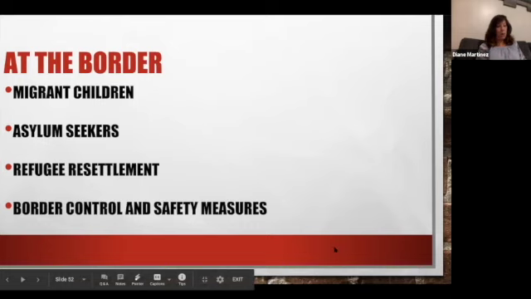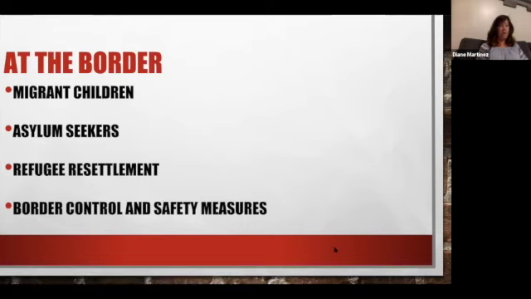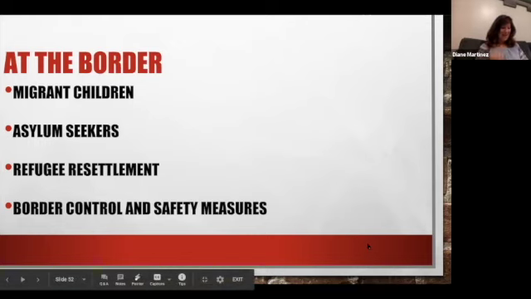All right, at the border. This was talked about a little bit, but last month alone, 9,000 minors came to the border without their parents and were taken in by U.S. Customs and Border Patrol. So what happens is that when they come without a parent, Customs and Border Patrol, called CBP, places them in a CBP facility that's really not designed to hold children.